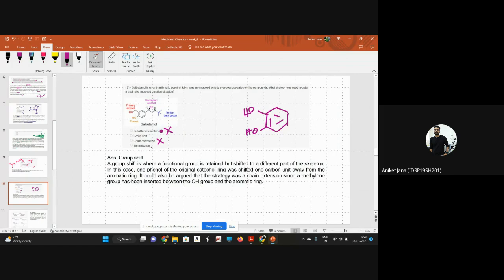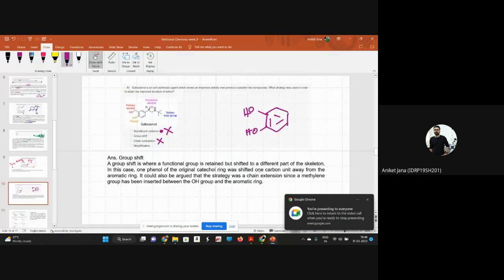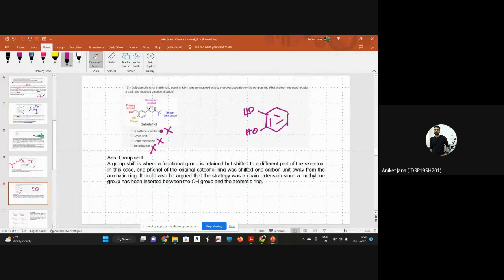Is this simplification? What is the definition of simplification? A complex group converts into a simpler one. Yes, a complex group coming to a simpler one. So this is also not the case. Simplification is not taking place. A group shift is where a functional group is retained but shifted to a different part of the skeleton. In this case, one phenol of the original catechol ring was shifted one carbon unit away from the aromatic ring.